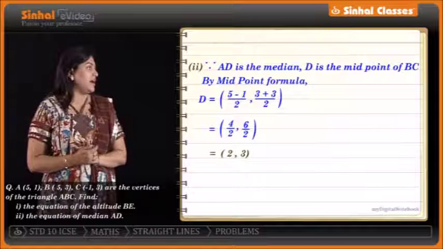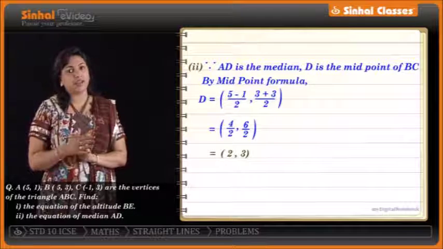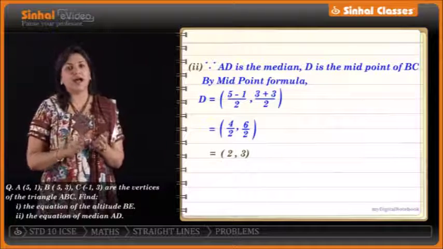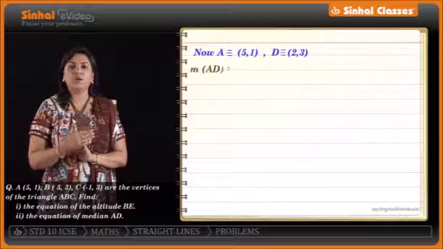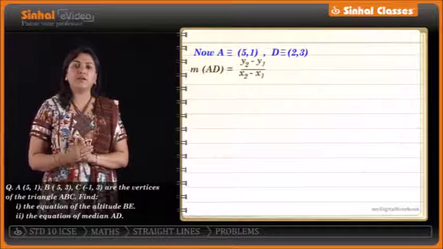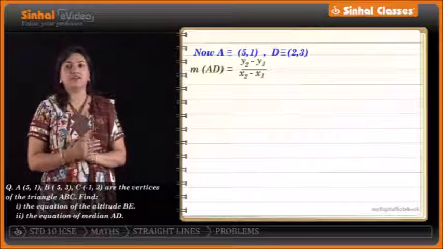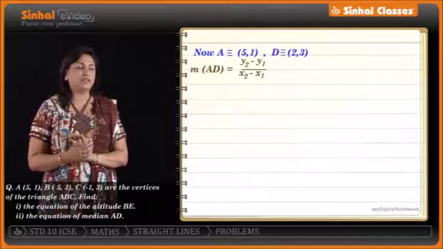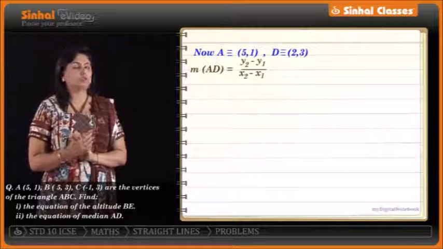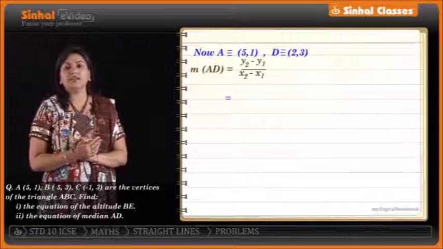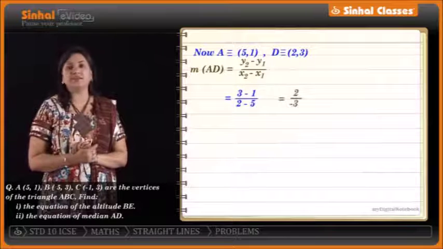Now we want to find the slope of line AD. To get the equation, we need the slope and a point. Now slope of AD will be y2 minus y1 upon x2 minus x1. Here we have the coordinates of A as 5 and 1, coordinates of D as 2 and 3, which we just found out. So slope is 3 minus 1 upon 2 minus 5, that is 2 upon minus 3.